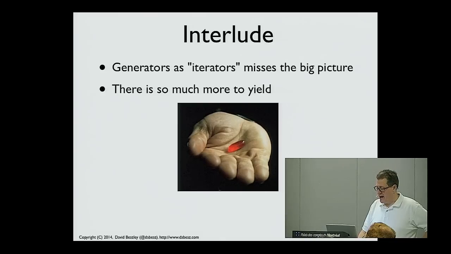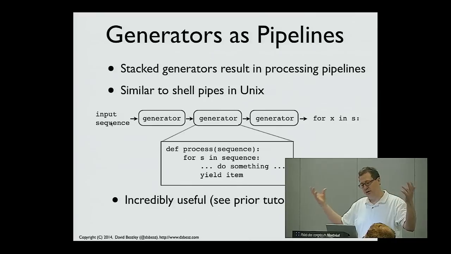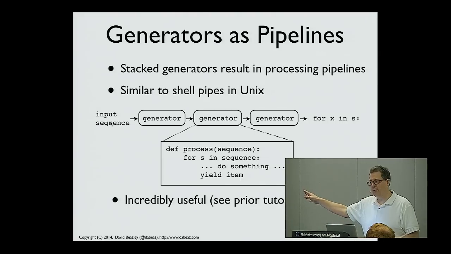One of the more advanced things that you can do with generators, something I think is really cool, is using generators to set up processing pipelines. This was explored in that earlier tutorial. The idea is if you have a for loop sitting at the end and some input sequence on the front, you can stack up generator functions and do things like data flow processing and pipelining, all sorts of big data processing stuff. Really cool idea. We're not going to talk about that here, though.